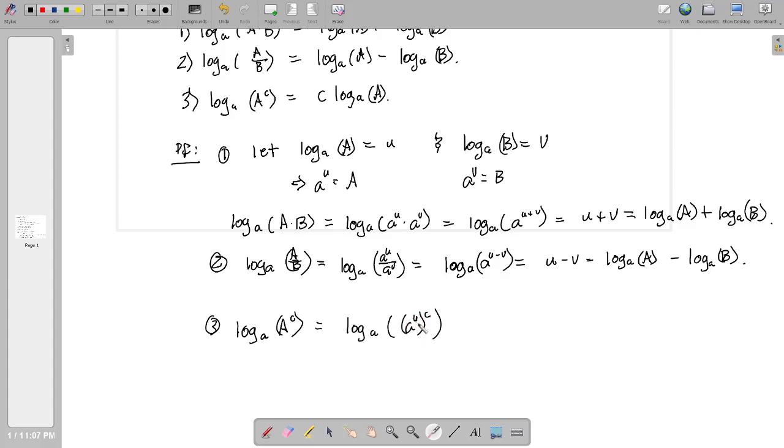And now you might see that we have something with an exponent to another exponent. This is where we're multiplying. So we end up with log base a of a to the cu, which is going to equal c times u, because a to what power gives me a to the c times u power? Has to be c times u. And then we resubstitute our u, which is log base a of a. Hopefully this shows you that logarithms are nothing more than exponents.